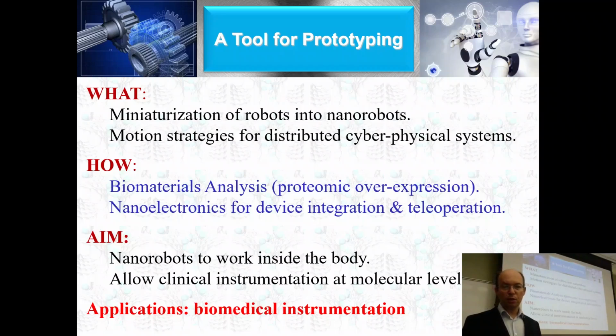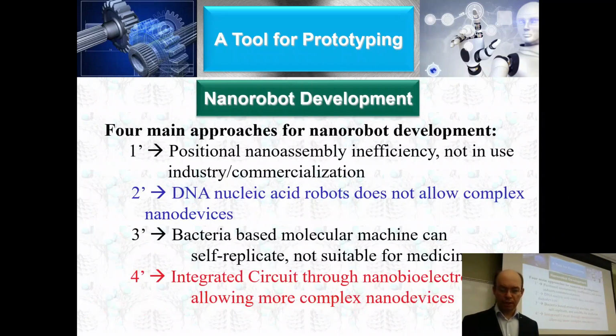Of course, we include in the model and in the computational simulation all the biomaterial necessary for teleoperation and integration of nanoelectronics and sensor activation. And when it comes to biomedical application, it is even more important to consider clinical data.